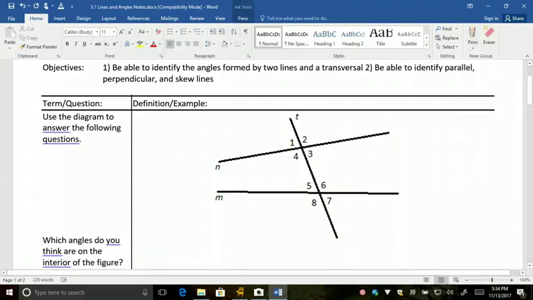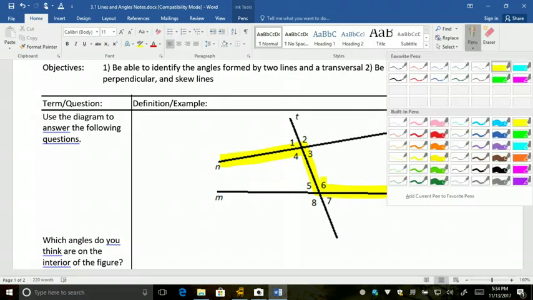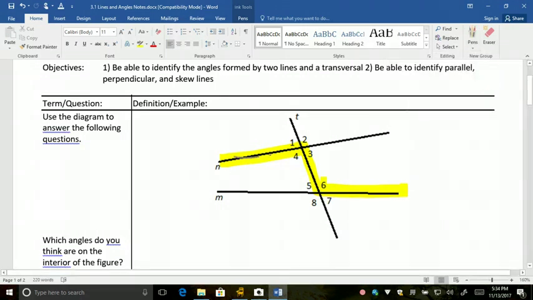So as I trace, I have angle 4 is one that's inside. It can't be angle 3 with it because then it would be a linear pair. It has to be the alternate side of that transversal in the interior, so it's going to be 6. So it's actually angles 4 and 6. If I trace angle 4 and angle 6, I actually get a letter. I get the letter Z. So these are inside the letter Z.